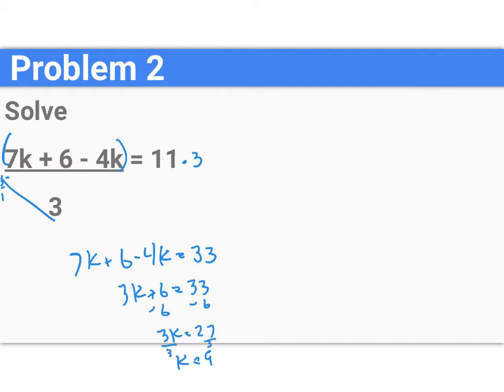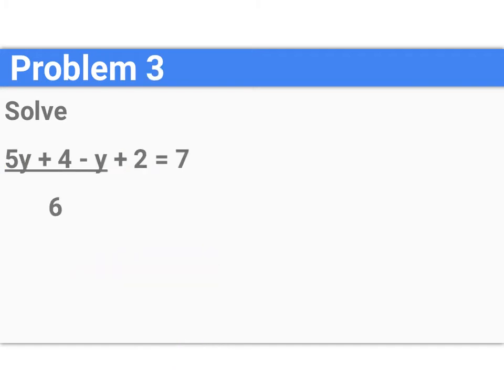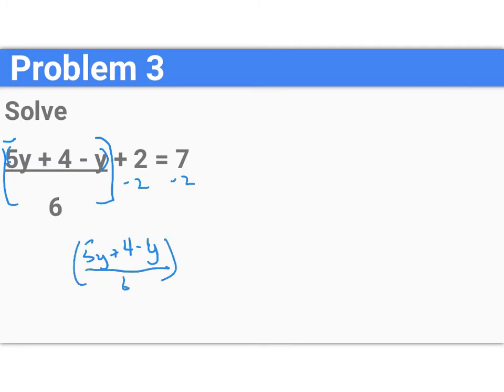Okay? Our last problem. This is a group with a group inside of a group. Subtract 2 from both sides before you do anything. Rewrite everything that's left so we don't forget about it. Next step, multiply by 6 on both sides. So it cancels out here.